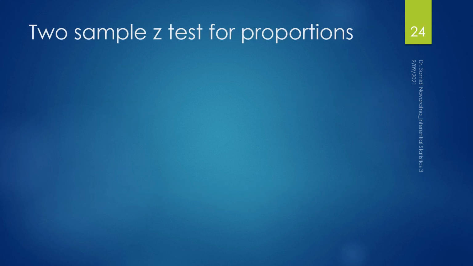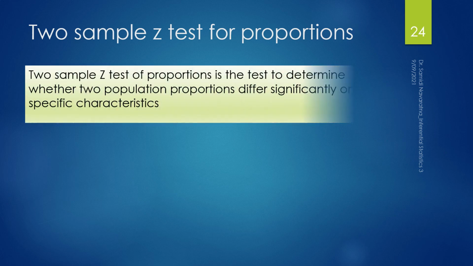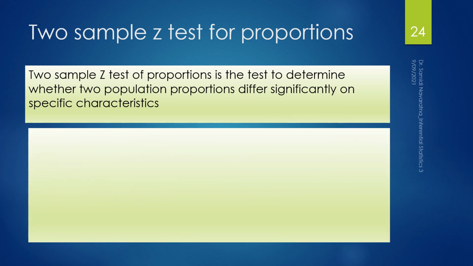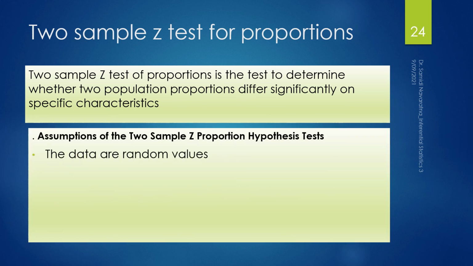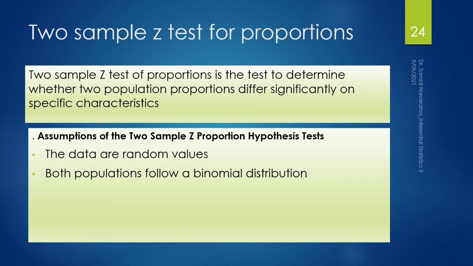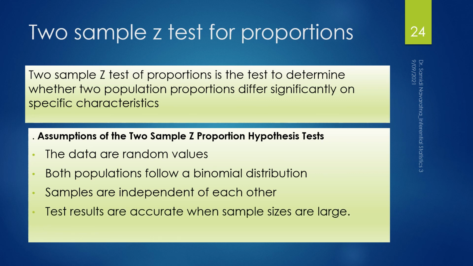Moving on to the two-sample Z test for proportions. This test is used to determine whether two population proportions differ significantly on specific characteristics. Basically, categorical characteristics, variables. The assumptions made are similar to that of one sample Z test for proportions. The data are random values. Both populations follow a binomial distribution. Samples are independent of each other, and test results are accurate when sample sizes are large.